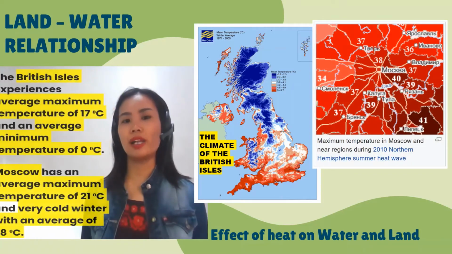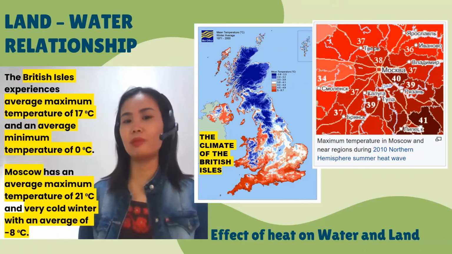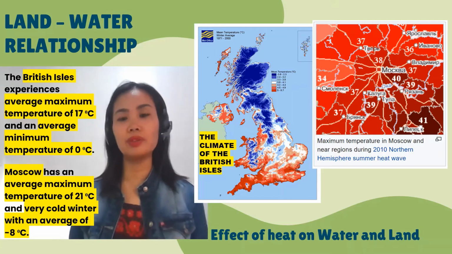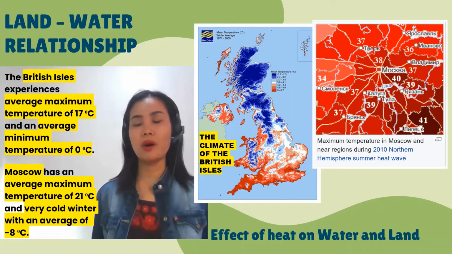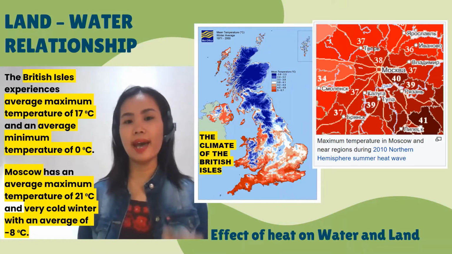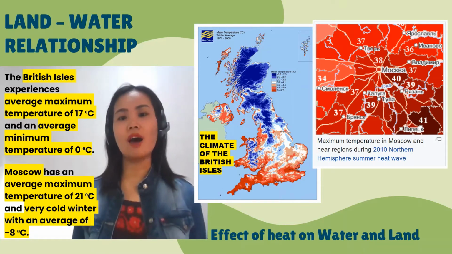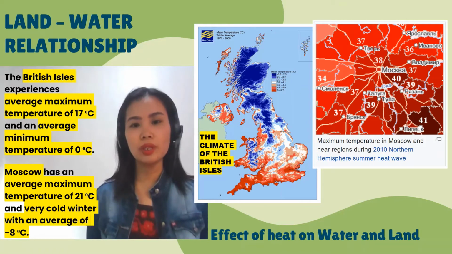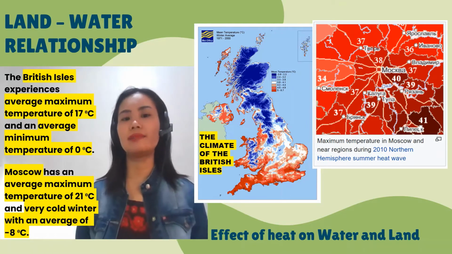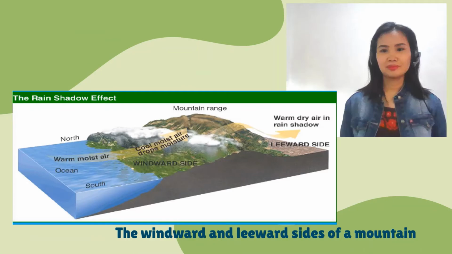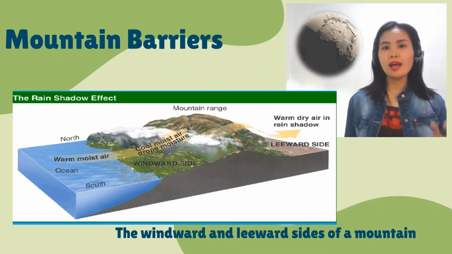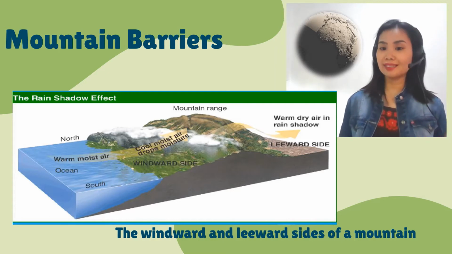The British Isles experiences average maximum temperature of 17 degrees Celsius and an average minimum temperature of 0 degrees Celsius. Moscow, on the other hand, has an average maximum temperature of 21 degrees Celsius and very cold winter with an average of negative 8 degrees Celsius. Now this time, we are going to explain how topography affects climate.